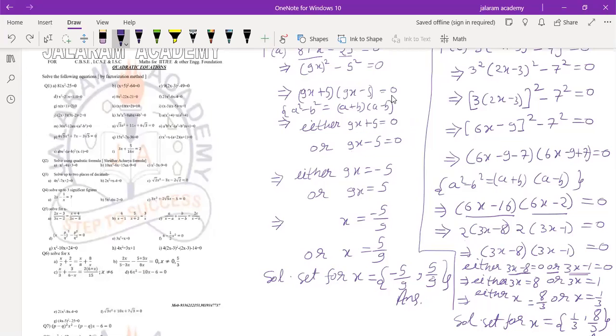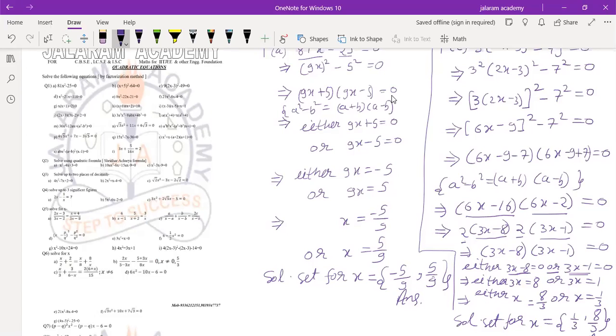Similarly, in this, there are 4 factors, na? 2 into 3x minus 8 into 2 into 3x minus 1 equals to 0. Means either 2 equals to 0. Can it be true? No, sir. So it can be removed. Is that clear to you? Yes, sir. Understood now?